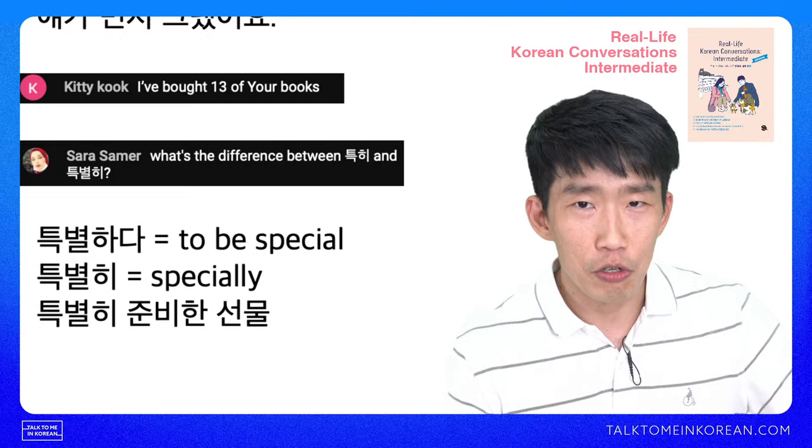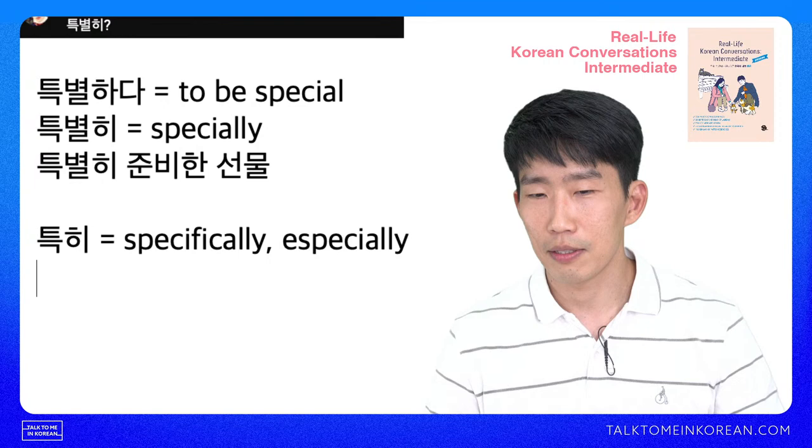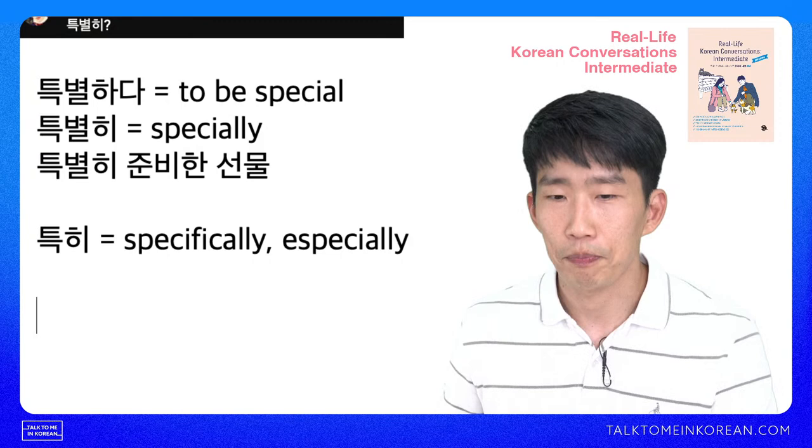That's 특별히. 특히 is specifically or especially. See, it's a little bit different, right? 특히. So you are listing some maybe examples, and especially this one is like that. You can't say 특별히. You have to say 특히 in specific.